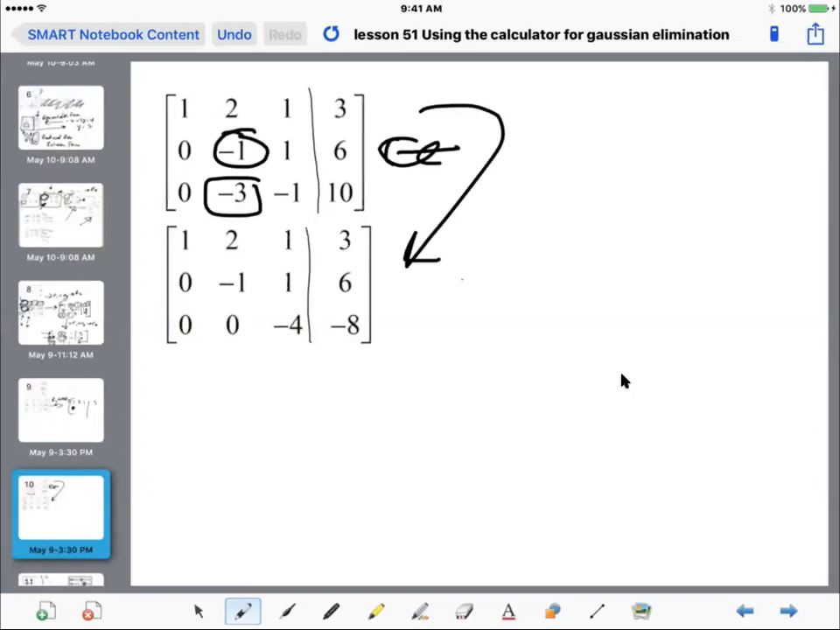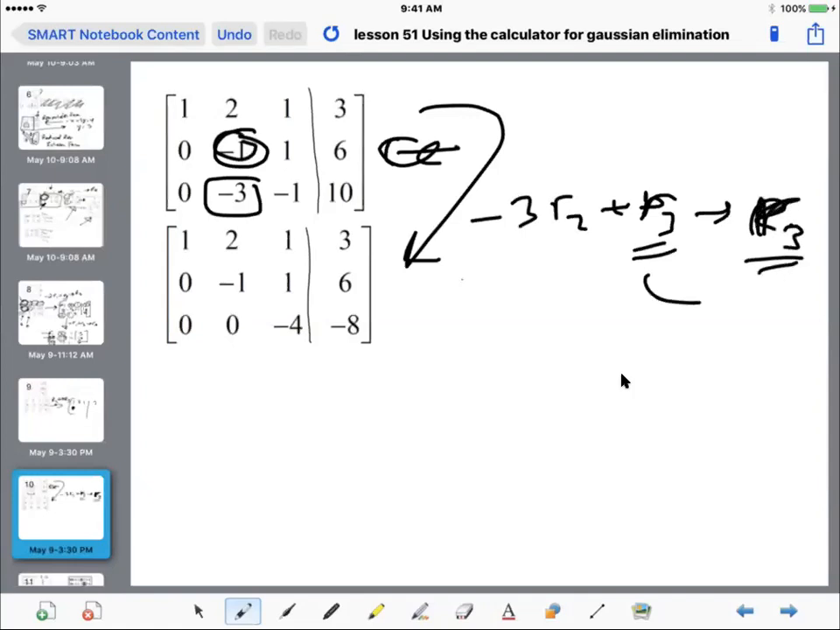Because this is a -1 already, if you do -3 R2 plus R3 into R3. That's why people usually don't write the R3. It's just assumed that it goes into this one. You can't replace it into a different row. And then we end up with this. And now we've achieved the 5 steps. It is now upper triangular.